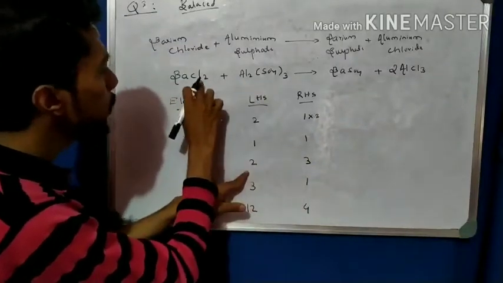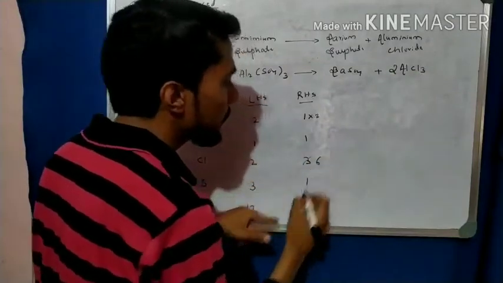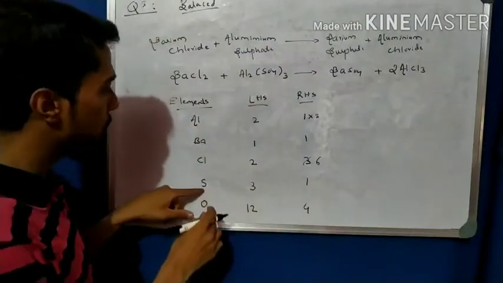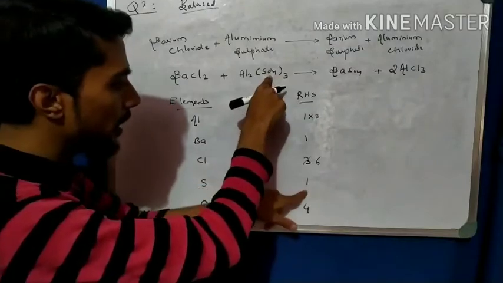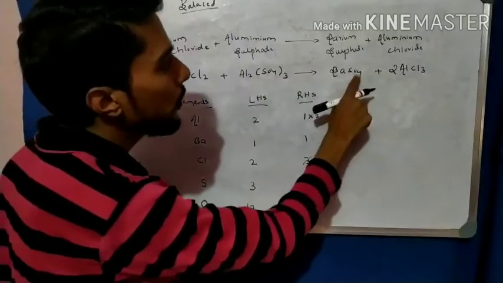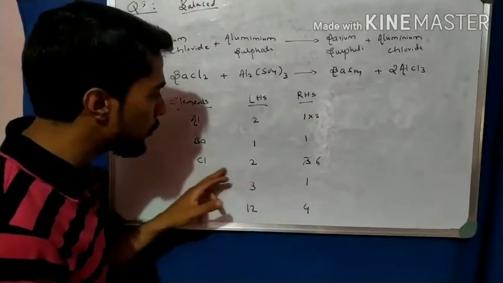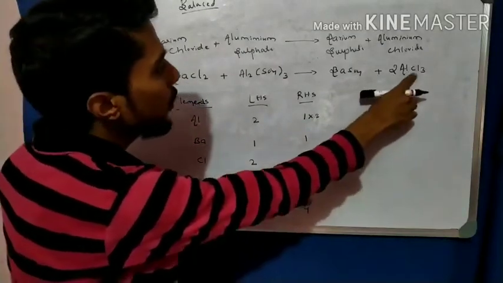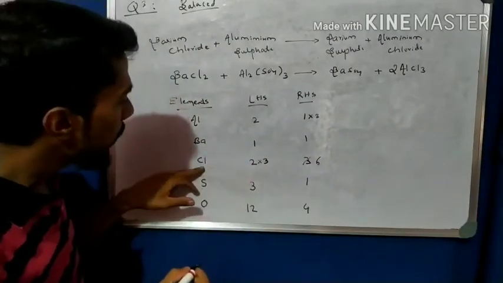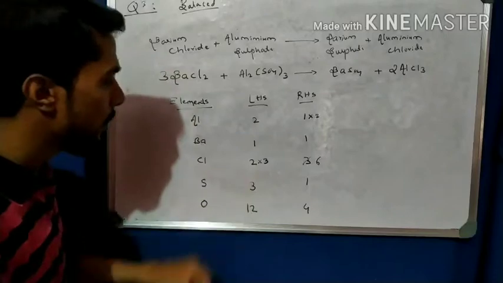Chlorine is 2 here, but on the other side 2 into 3 is now converted to 6. See, it is changed. So check one by one again, all the elements. Yes, 3 is correct, and 1 is correct. Then oxygen 4 into 3, 12, correct. Now Ba is balanced. Now come to Cl. RHS side is 6, so to make it 6 we multiply the chlorine on the LHS with 3. Now check Al.